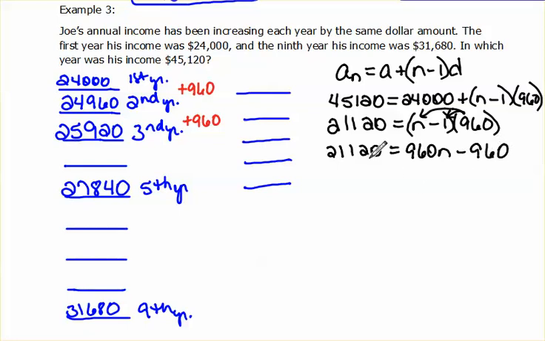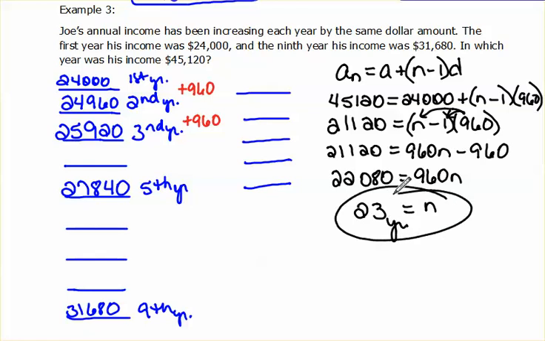Now then I could add 960 to that 21,120 to get 22,080 equals 960n. And then we would just have to divide by 960 in order to get 23. So 23 years is how long it's going to take for that to happen.